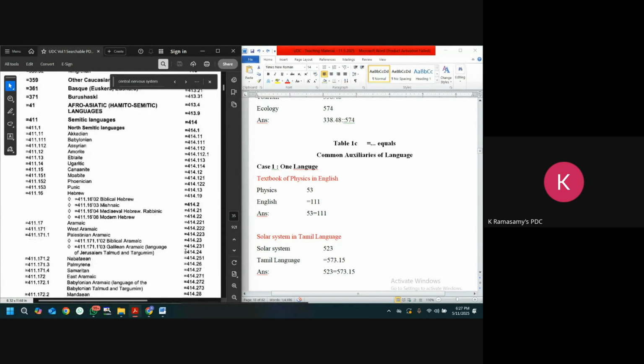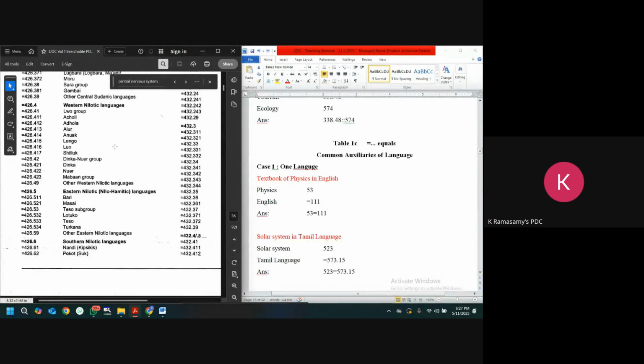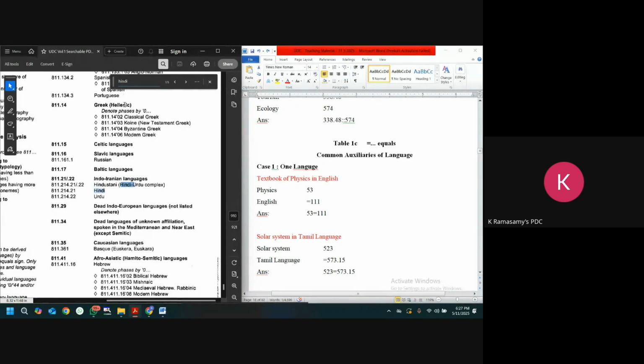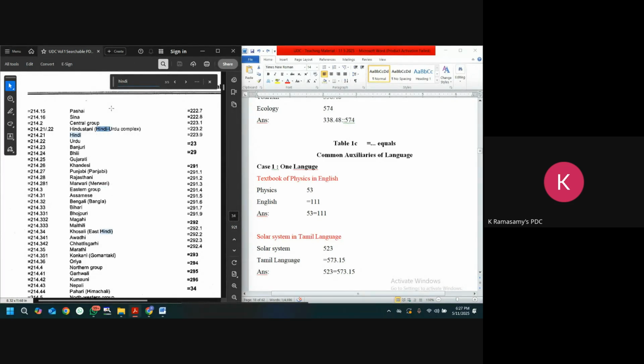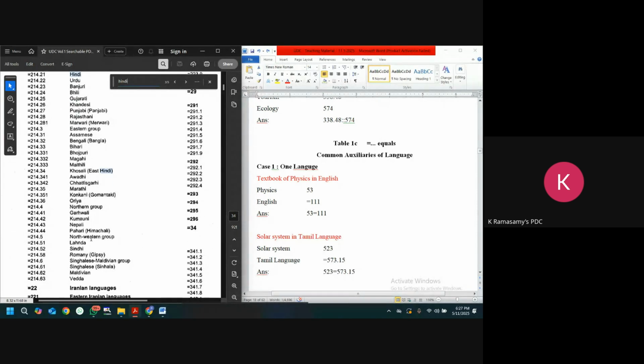Let us see what about our Hindi. See, Hindi language, you can see here. We'll see what's the number of Hindi language. Yes, Hindi is equal to 214.2, and Urdu, then Gujarati, then Rajasthani, then Punjabi, Bengali, Bhojpuri, then Oriya, then Konkani, then Marathi, Nepali, Sindhi.